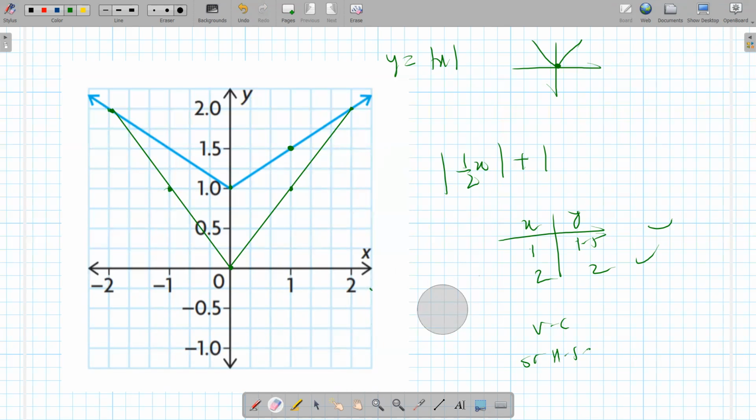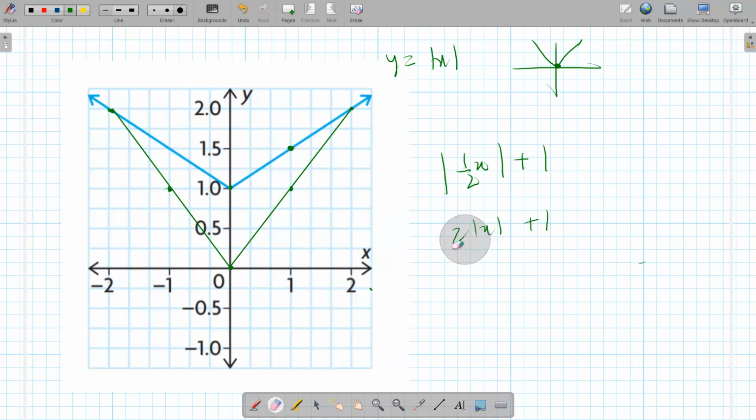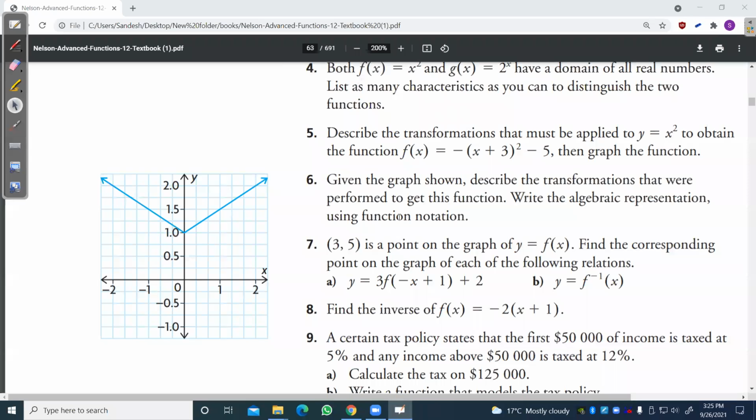We could have also done, I think that would work, and I think also this would work. Would it? No, that won't work. So it must be a horizontal stretch. So we just say horizontal stretch by two, and then up one. Okay. So it gets more complicated though.